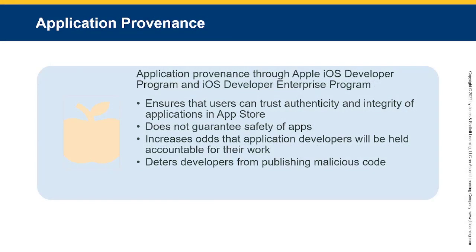Application provenance is provided through the Apple iOS Developer Program and iOS Developer Enterprise Program. It ensures that users can trust the authenticity and integrity of applications in the App Store. It does not guarantee safety of apps, but it increases the odds that application developers will be held accountable for their work, and deters developers from publishing malicious code.